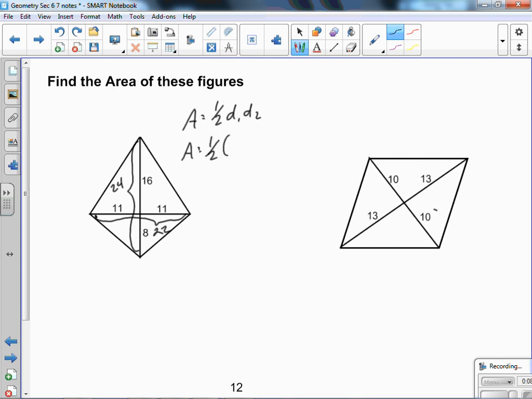So we got 1/2 of 24 times 22. So 1/2 of 24 would be 12, and 12 times 22 is going to be 264. And we don't have any units given, so we're going to put u squared on there to show that we know that whatever units it is would be squared.